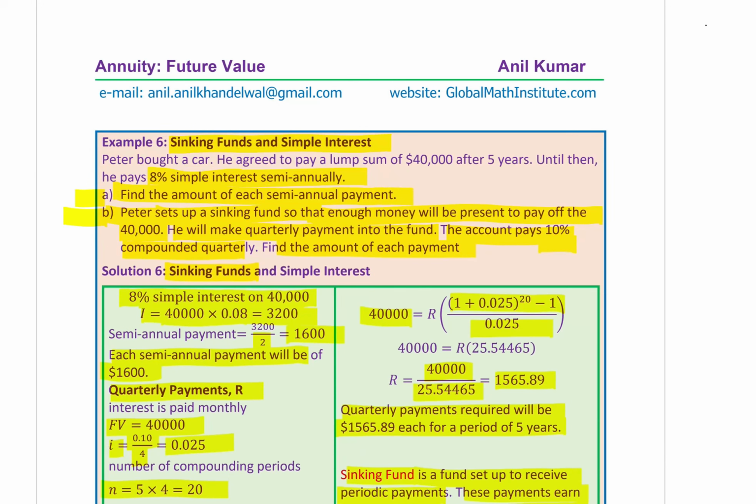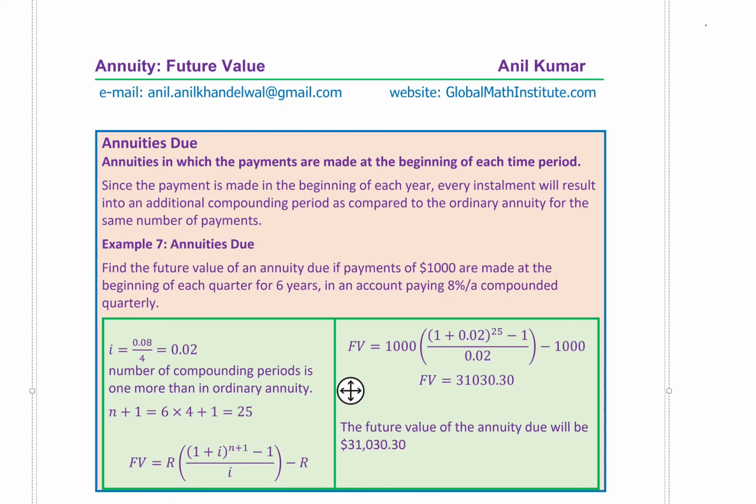Now let's talk about annuities due. We are almost at the end of our video, and here is a question which could be slightly difficult to answer at times. Annuities in which the payments are made at the beginning of each time period are what we call annuities due, right? Now remember, the compounding period interest is at the end of the period, okay? So it is not an ordinary annuity.